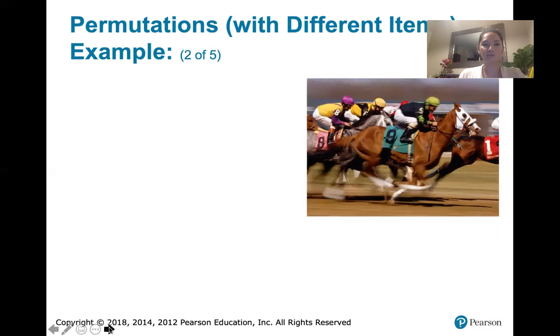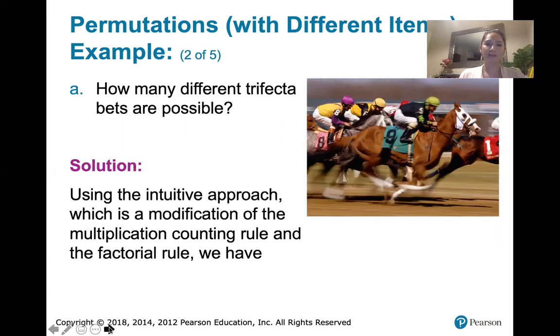Well, let's take the intuitive approach first. In order to take the intuitive approach, we're just going to modify the multiplication counting rule and the factorial rule. Just think it through. How many choices do you have for that first place horse? Well, if there are 19 horses, you've got 19 choices. Then how many choices do you have for the second horse? Well, if you've already put one in first place, you have 18 choices for the second place horse. And then for the third place horse, since you already took 2 of them away for first and second place, you've got 17 choices left.